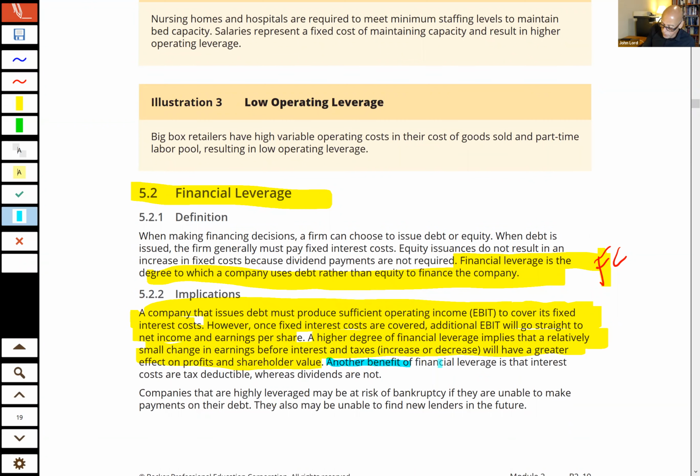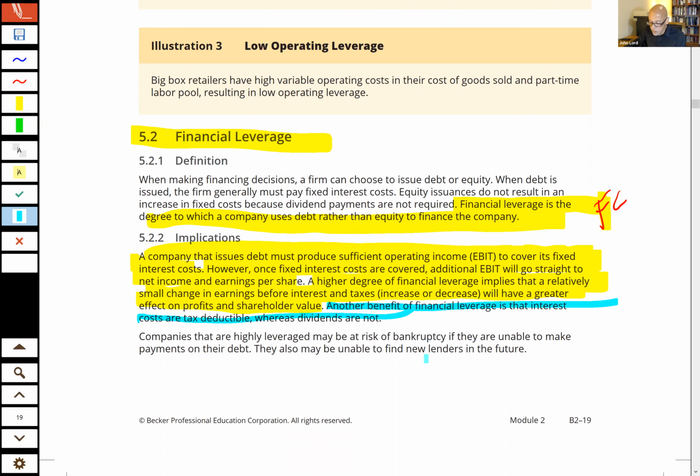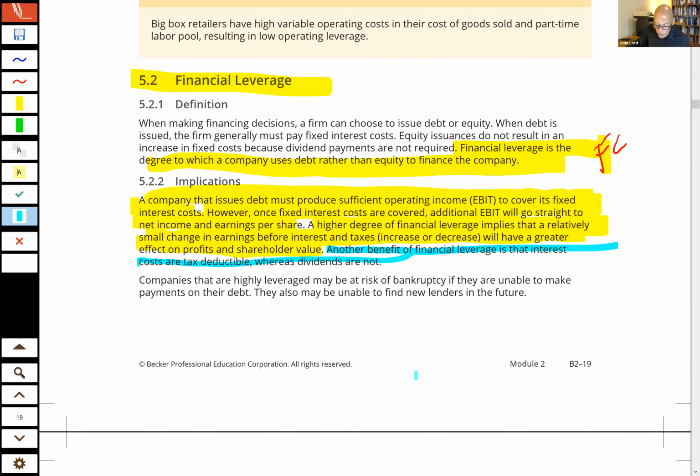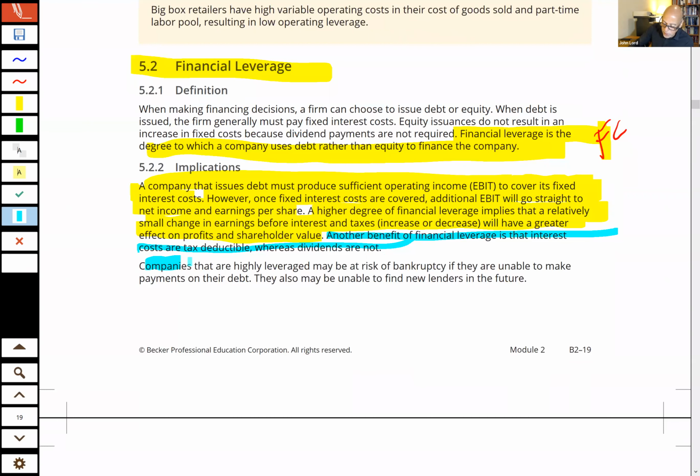Again, another benefit of financial leverage is that interest is tax deductible. Of course, you know well that dividends are not. Companies that are highly leveraged must be at risk of bankruptcy if they are unable to make the payments on their debt.